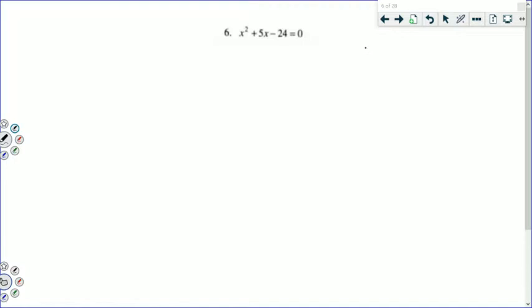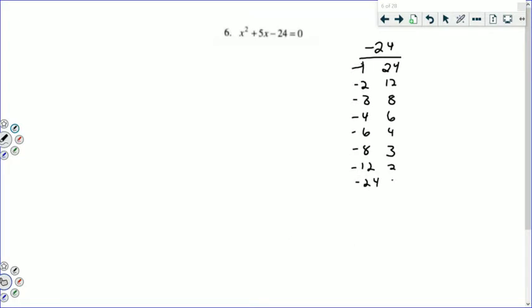Just make a list of all factors that end up being negative 24. So we have negative 1 and 24. We have negative 2 and 12. Negative 3 and 8. Negative 4 and 6. Negative 6 and 4. Negative 8 and 3. Negative 12 and 2. And negative 24 and 1. Those are all the numbers that divide nicely into 24.